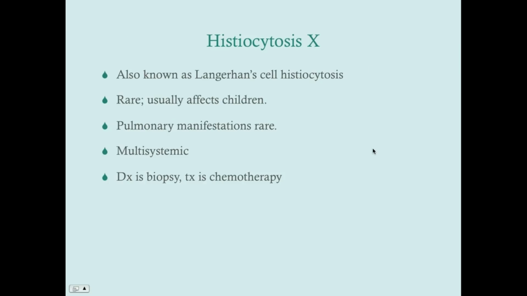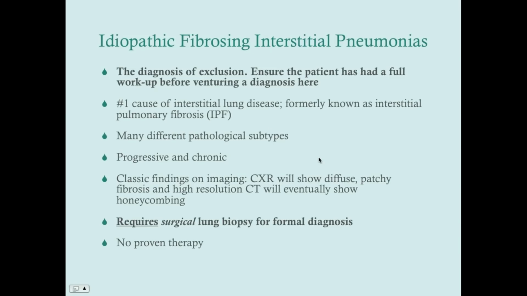You're probably wondering why I talked about that now. Okay, idiopathic fibrosing interstitial pneumonia. So this is your diagnosis of exclusion. So once you have determined, okay, yes, I do believe that the patient has an interstitial lung disease, but you don't know which one it is, and you've eliminated all the other ones, then you go towards this one.